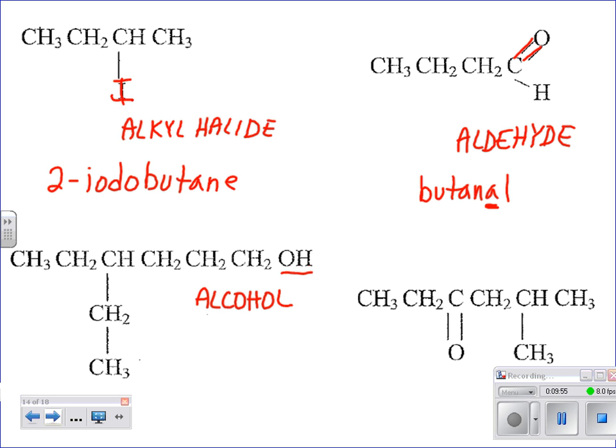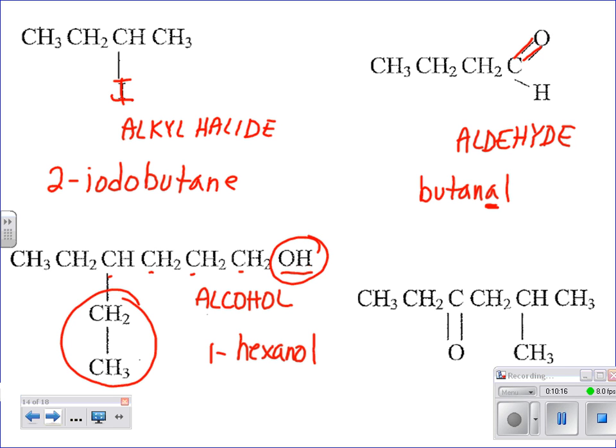1, 2, 3, 4, 5, 6. So that's going to be a hexanol. And on top of that, we've got this ethyl group coming off of carbon number 1, 2, 3, 4. But there's another really important thing we need to do. We need to label where this hydroxyl group is.